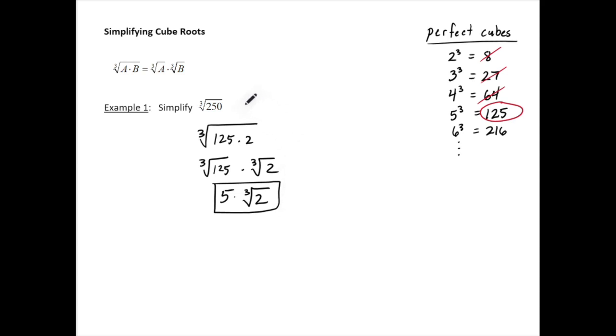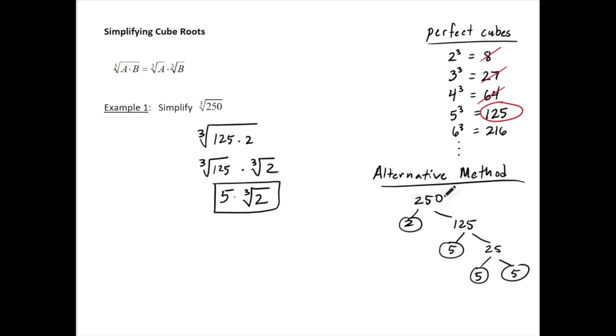Let's look at the alternative method for this example, where we write this number as a product of prime factors using a factor tree. For the factor tree, I first divided 250 by 2. That gave me 2 times 125. 125 is not divisible by 2 or 3, but it is divisible by 5. We get 5 times 25, and 25 is 5 times 5. Therefore, we rewrite 250 with its prime factorization, 2 times 5 times 5 times 5.